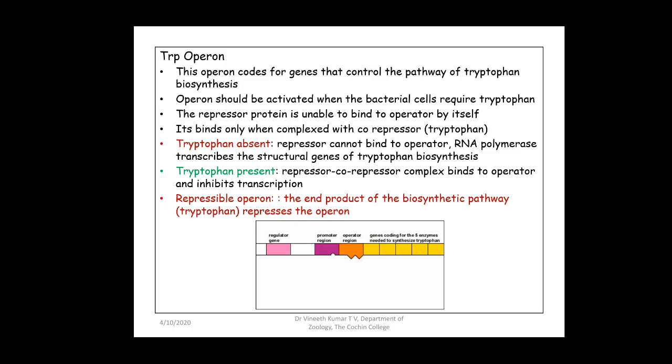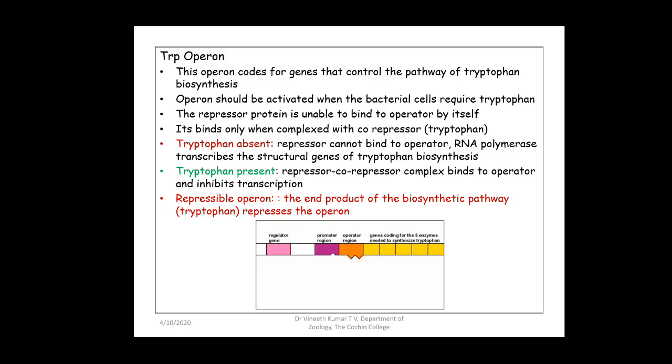So when all these enzymes act, the end product is tryptophan. When the end product of the biosynthetic pathway, in this case tryptophan, is repressing the operon, that means the operon was responsible for producing that particular end product. That end product is now inhibiting the operon by complexing with the repressor, and such operons are referred to as repressible operons, where the end product of the metabolic pathway is inhibiting the same operon. That is called a repressible operon.